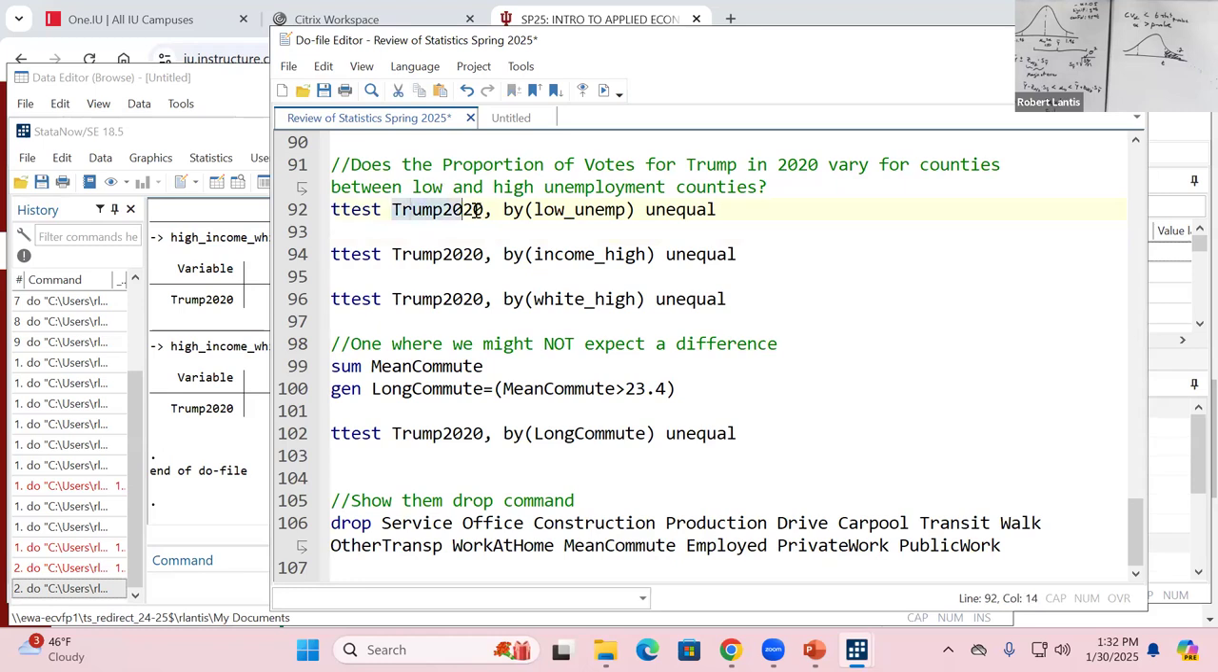what I first tell it is, okay, what variable do I want to test for the difference in the means? For us, this was whether there was a difference in the mean proportion of people who voted for Trump in 2020 across different groups. What are those groups? Well, the first one, I just wanted to know low versus high unemployment rate counties. So by this low unemployment rate variable I created, which had 0s and 1s, it created my 2 groups there: low unemployment rate counties and those that weren't considered low, high unemployment rate counties, right?